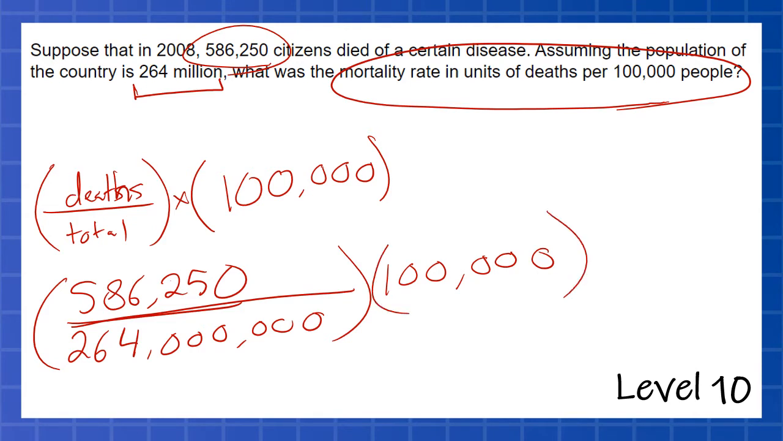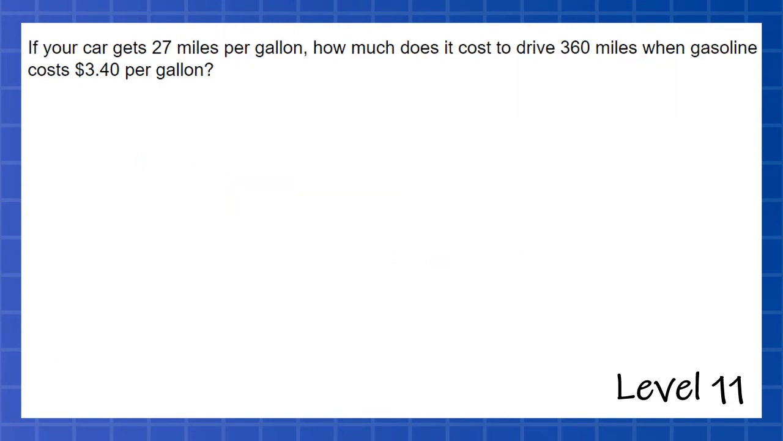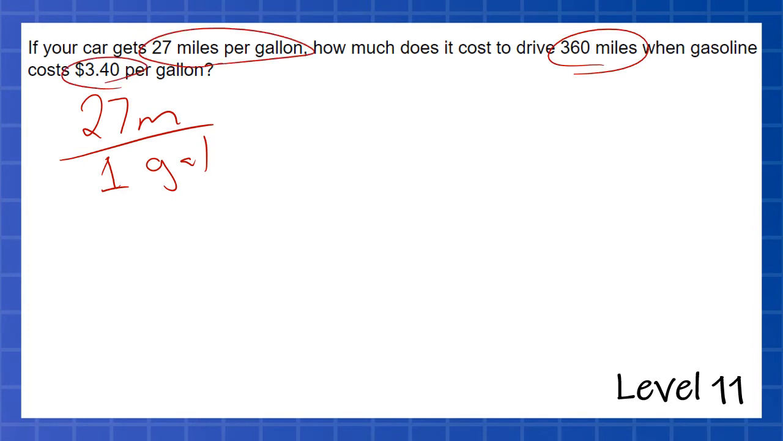And when we type that in our calculator, we end up getting the answer we're looking for. Your car gets 27 miles per gallon, 27 miles per 1 gallon. How much does it cost to drive 360 miles when gas costs $3.40 per gallon? Okay, so the first question is, how many gallons would it take to go 360 miles? So I'm just putting a question mark there.